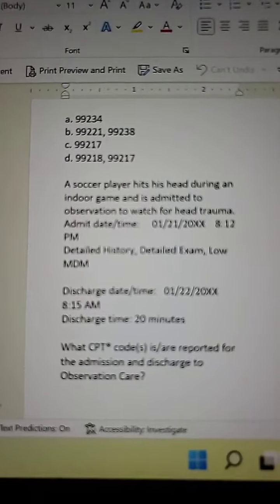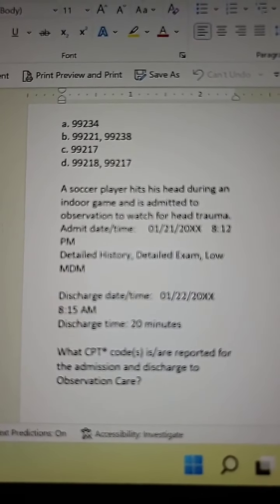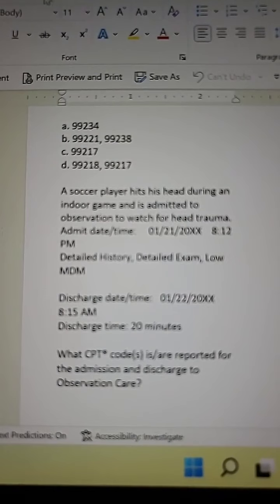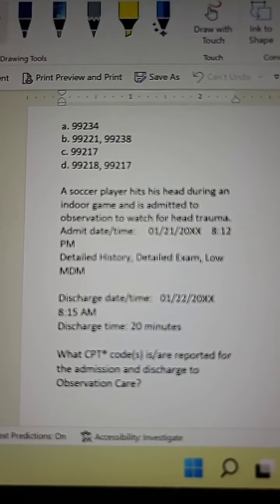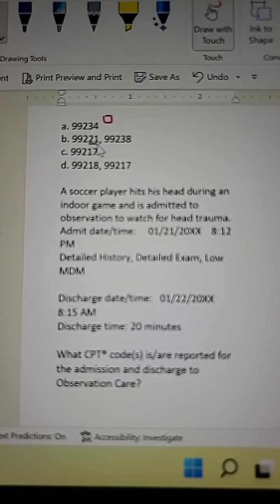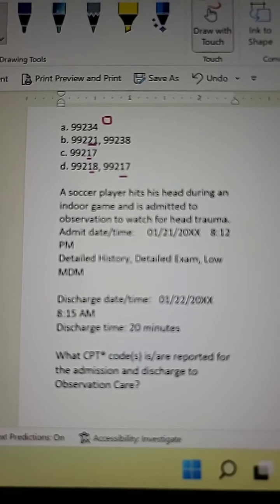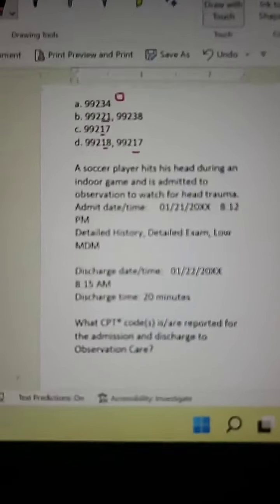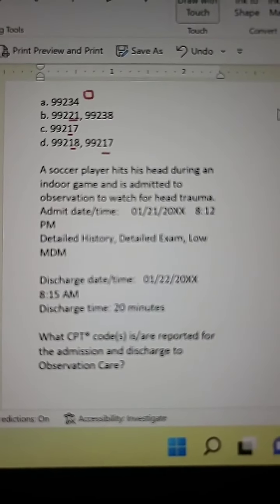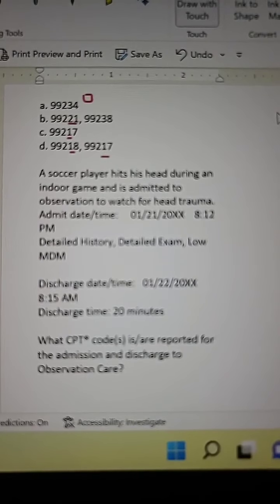Okay, how about this one? So 34 is observation, right? Then we have inpatient hospital. Is that a discharge? One of them will be. And one of them will be admit with discharge, I bet. So what do you guys think on this one? Is it clear enough for you guys to see? How would we build this one?